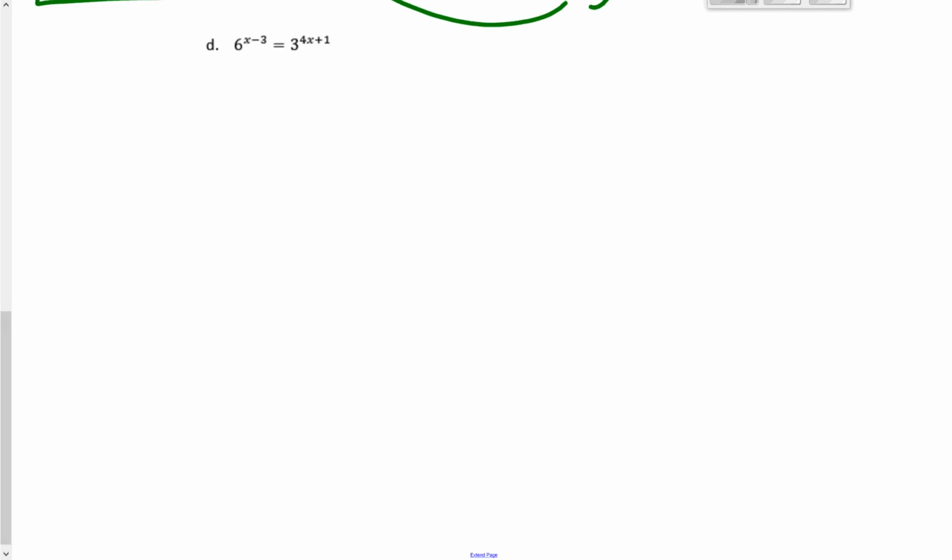Okay, this bottom one, bases are not the same, can't turn them into each other, but the bases are set equal to each other. So that means that I can go ahead and ln both sides or log both sides. Again, it doesn't matter. I could log base 6 of both sides or log base 3 of both sides. We'll just do base 10. And then we can take those exponents there. Oops, don't forget the log.